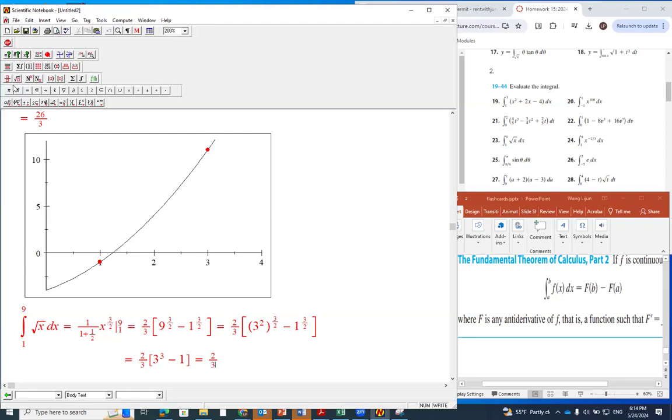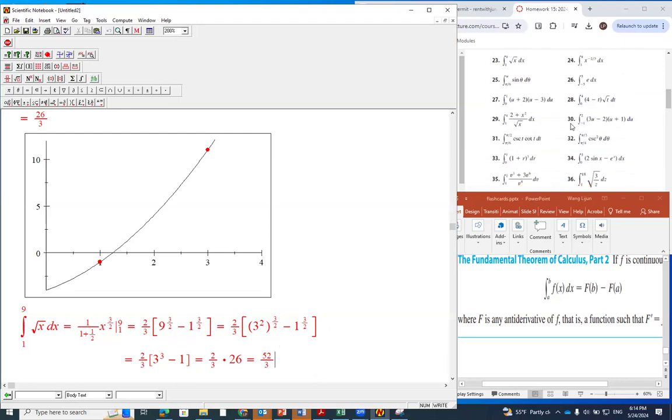So 2/3 multiply 26. What does that equal to? It just equals 26 times 2 over 3. That's 52. Okay, that's it. Finished.